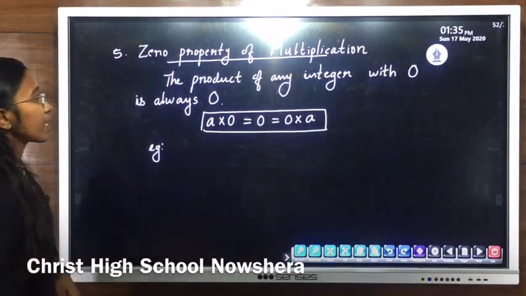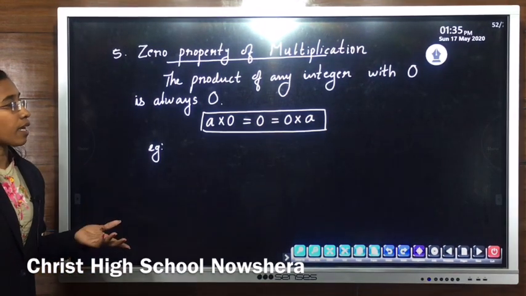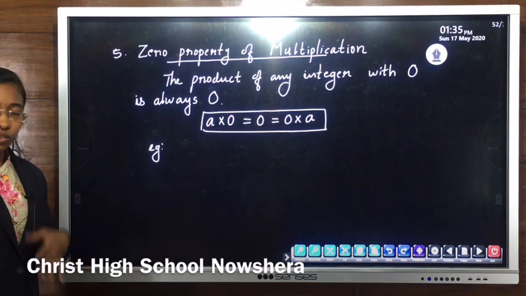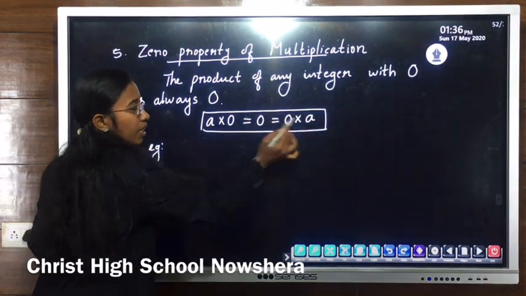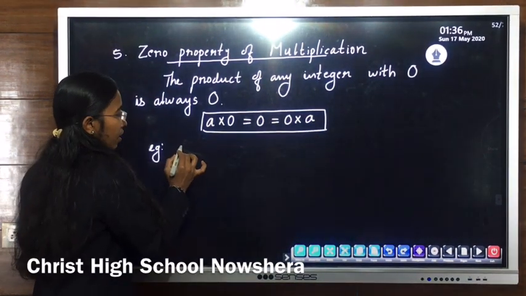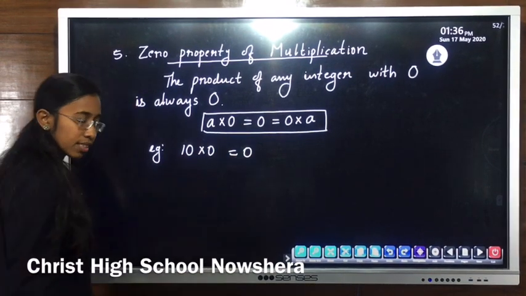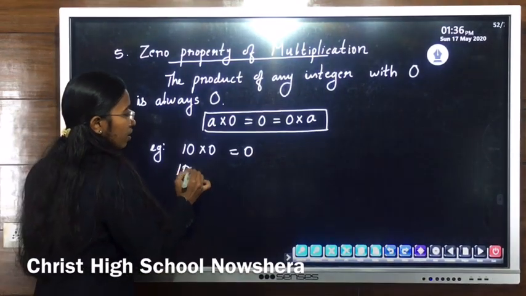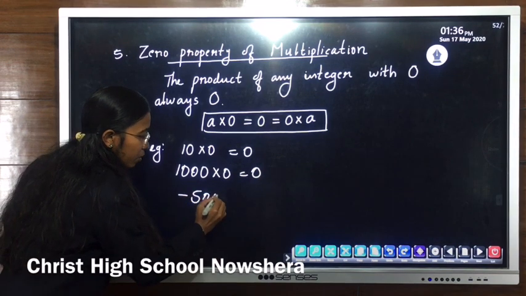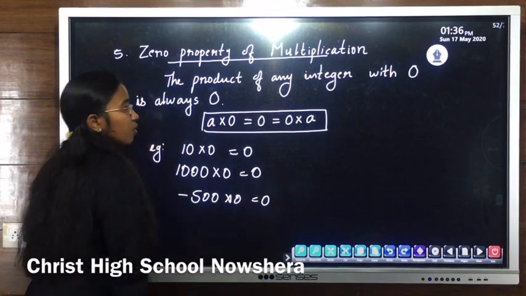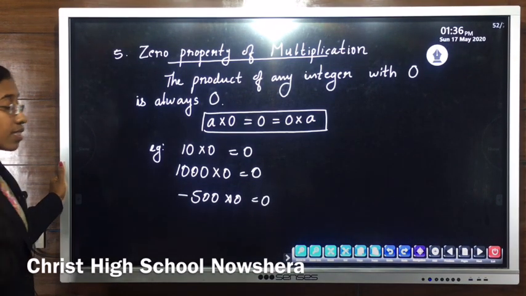And the fifth property, zero property of multiplication, which means suppose we multiply any integer with 0, our answer is always 0. That is a into 0 is equal to 0, or 0 into a is equal to 0. 10 into 0, answer is always 0. Or 1000 into 0, answer is 0. Or minus 500 into 0, answer is 0. Which means when we multiply any integer with 0, our answer is always 0.